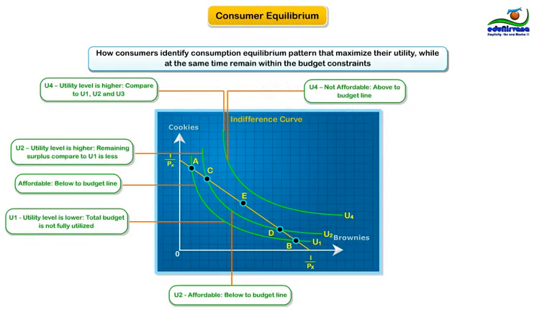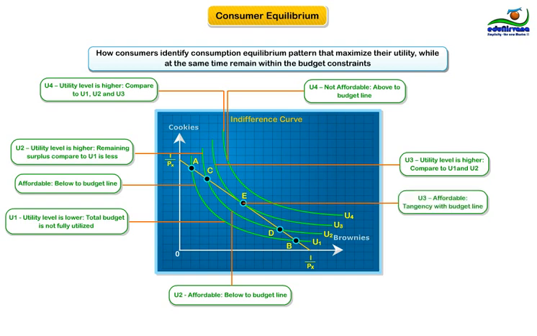Now let's consider U3. This curve has a utility level higher than U2, but lower than U4, which anyway is unaffordable for him. At point E of U3, where the consumption is at the utility level of U3, the consumer is able to afford it and also exhaust his budget.